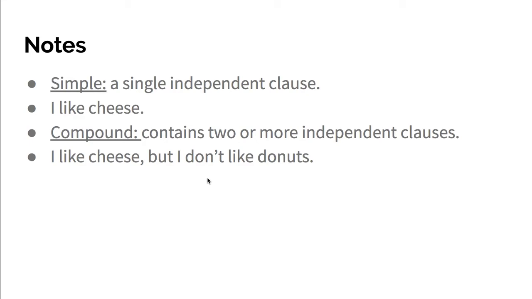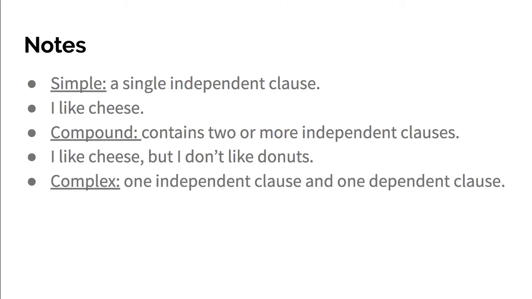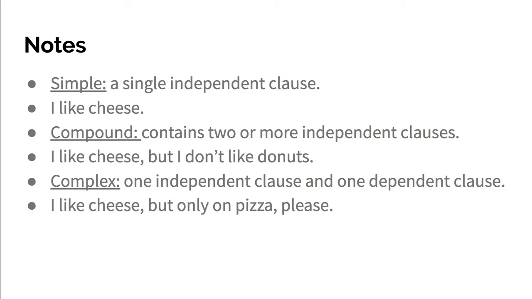And the last one is a complex sentence that has one independent clause and one dependent clause. So part of the sentence can stand on its own, and part of the sentence cannot stand on its own. It is dependent on the other part of the sentence. Here's an example. I like cheese, but only on pizza, please. So only on pizza can't stand alone. It needs to be with I like cheese. Okay? Pretty simple enough. There are some other examples on that page for you.